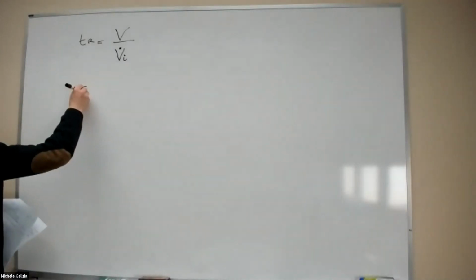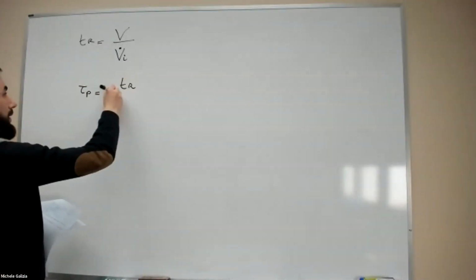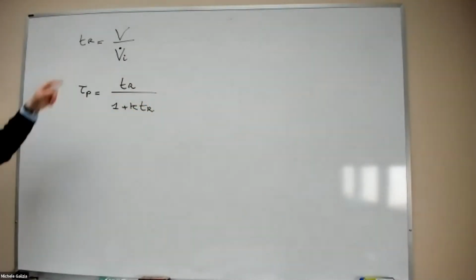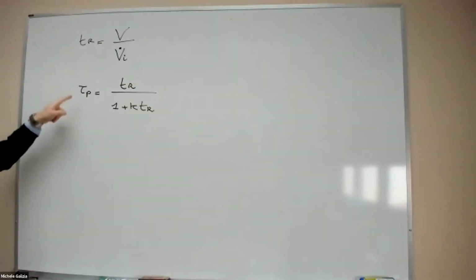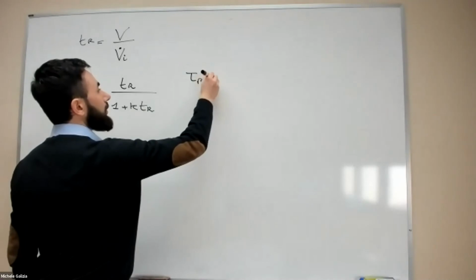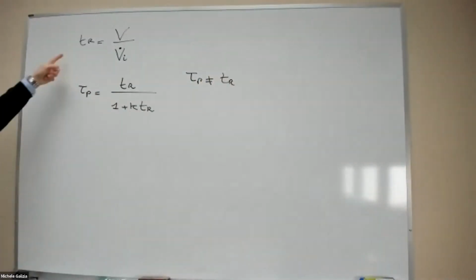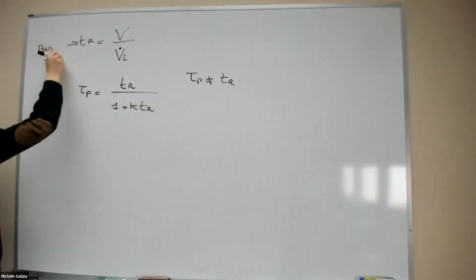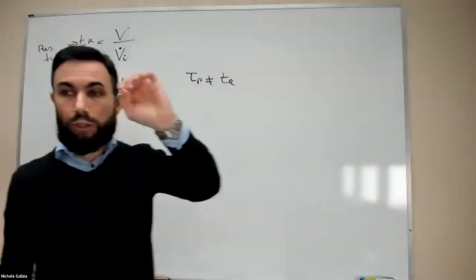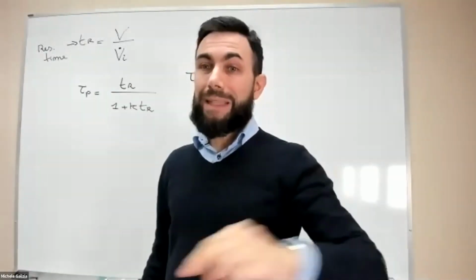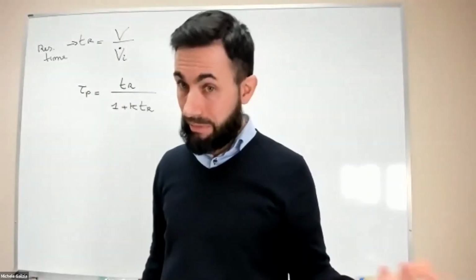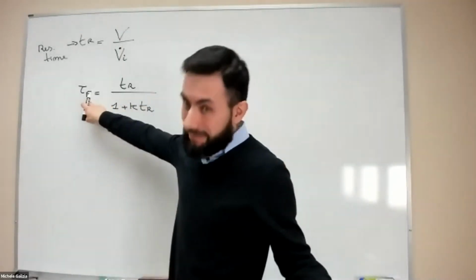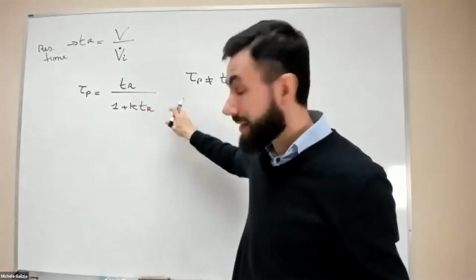Now, tau P is TR over 1 plus K TR. So basically, TR and tau P are not the same. TR is the residence time, the average time that every droplet of liquid spends in the system. Make sense? Yes. Tau P is not the residence time in this case.